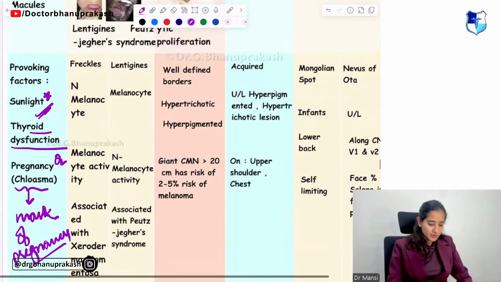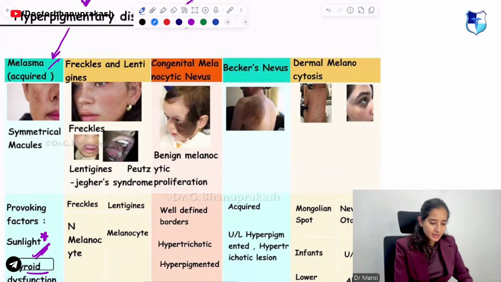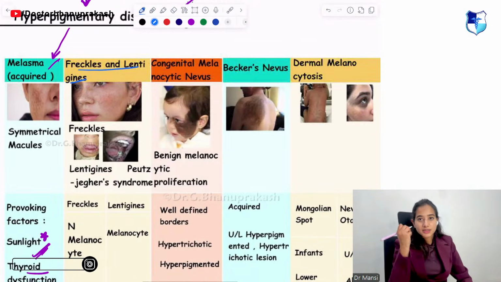I hope you can remember this. Then we have freckles and lentigines, which are present. So these have a dotted appearance.